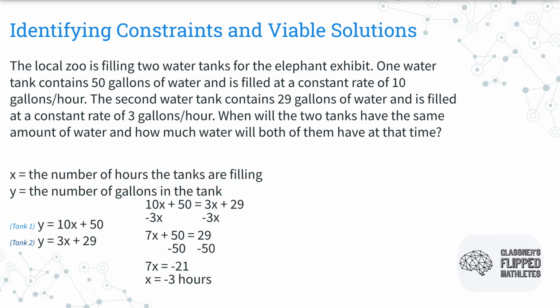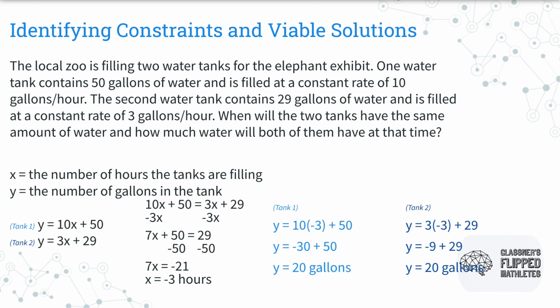to our original equations, knowing that that's not really a viable solution. But if you plug in x of -3 into both of those equations, we get 20 gallons. So what's going on here? Why does it feel, even from the initial writing of the equations, y equals 10x plus 50 and y equals 3x plus 29, that this isn't going to be a viable solution?